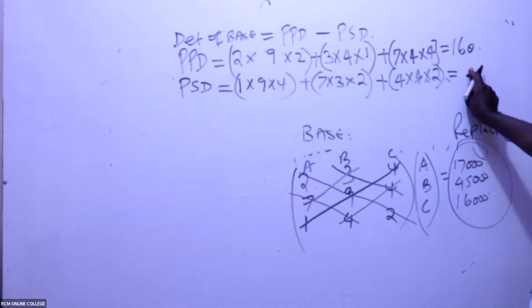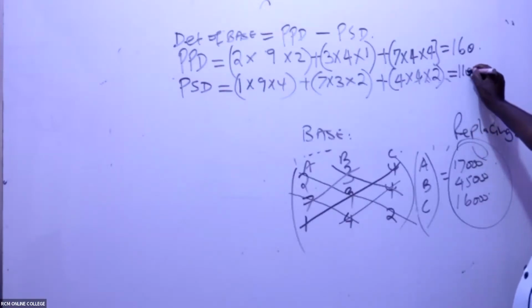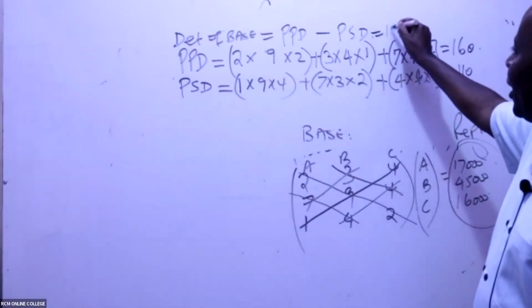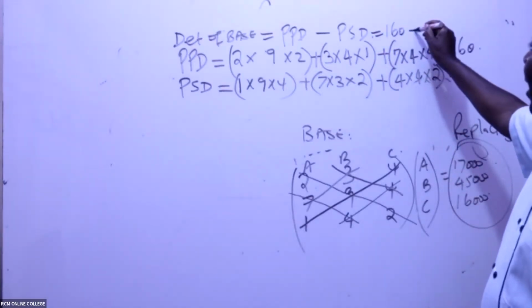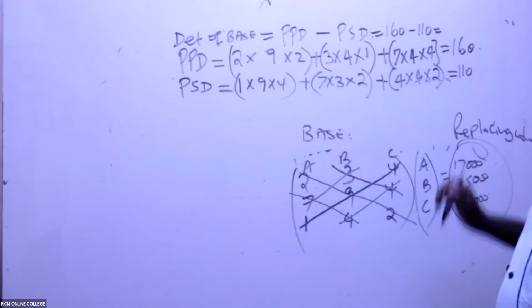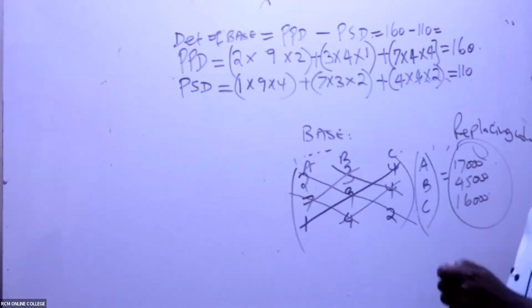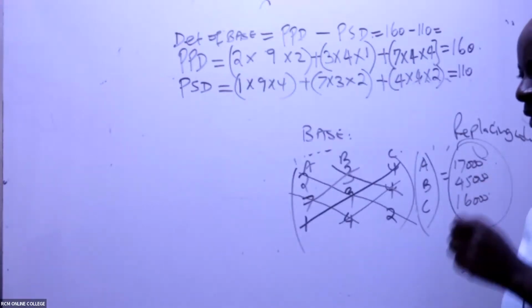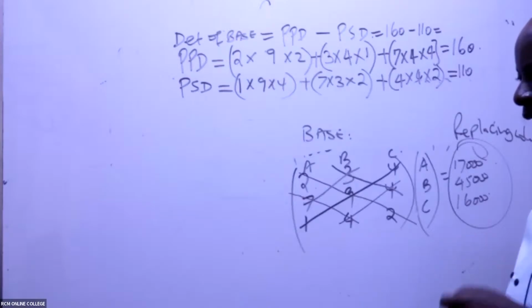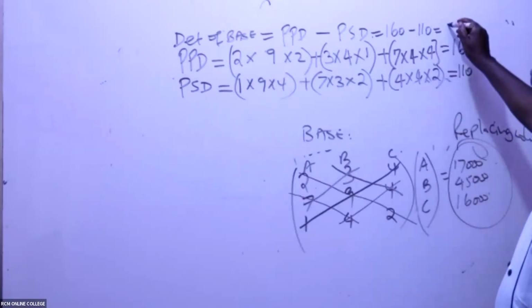So we have 1 times 9 times 4 plus 7 times 3 times 2 plus 4 times 4 times 2. What figure are we able to get here? 110. So therefore, determinant of the base, it will be 160 minus 110. It is product of the primary diagonal minus product of the secondary diagonal. So 160 minus 110 will give us, in this case here, 50.